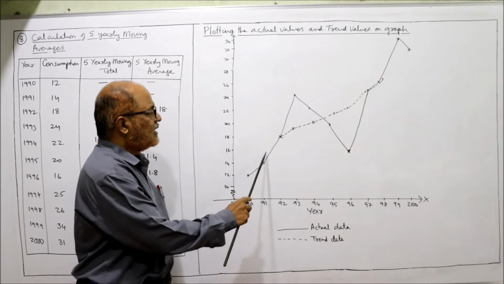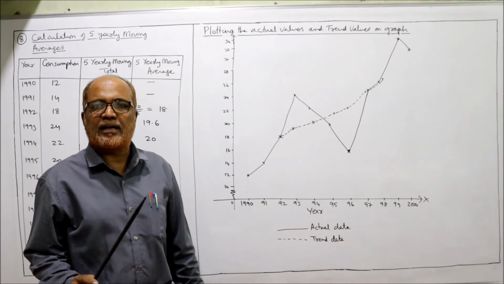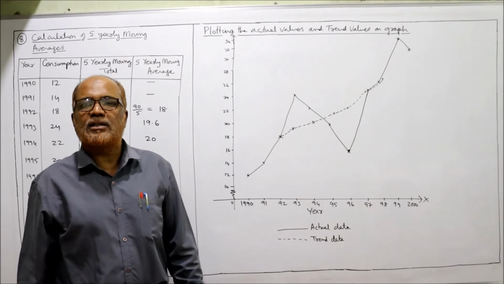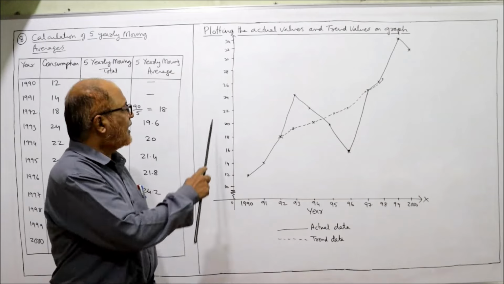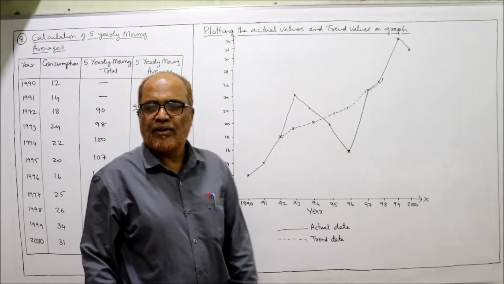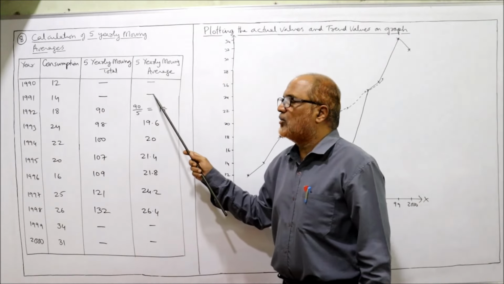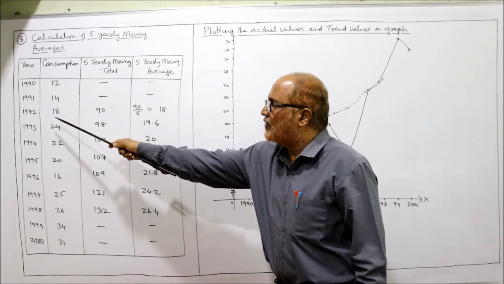This line is the actual data line. It is the actual data graph. Now we have to plot the trend values also. The trend values are here. For the first year, 1990, we don't have a trend value. 1991, we don't have a trend value. We have the trend values from 1992.